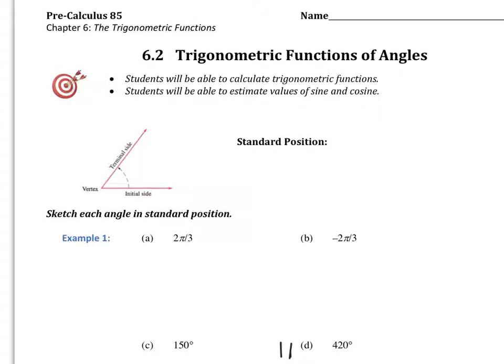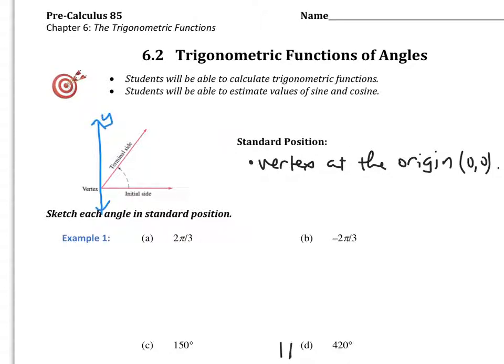about standard position is number one, that our vertex will always be at the origin. Okay, so it's always going to be at 0, 0. All right, so what I mean by that is that this will be the y-axis. Okay, and then the second part of our notes, this is going to be the x-axis. So the vertex of our angle will always be at 0, 0. Okay, that's the very first thing that we have to understand.